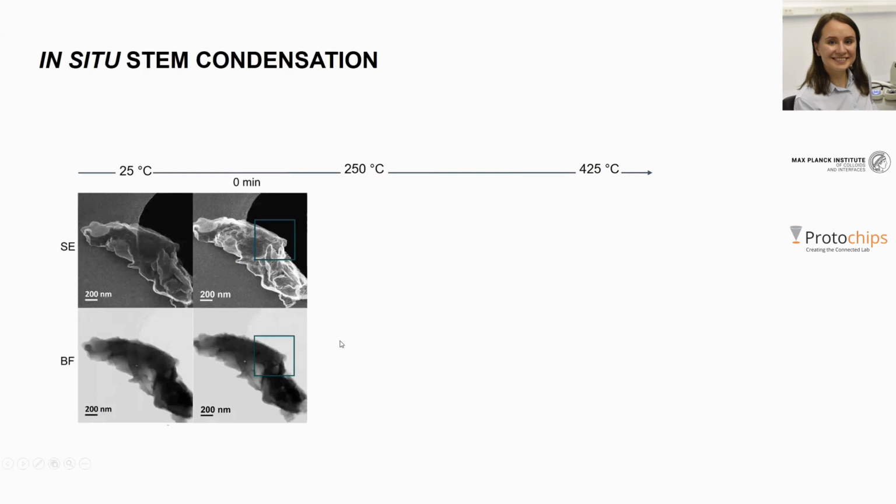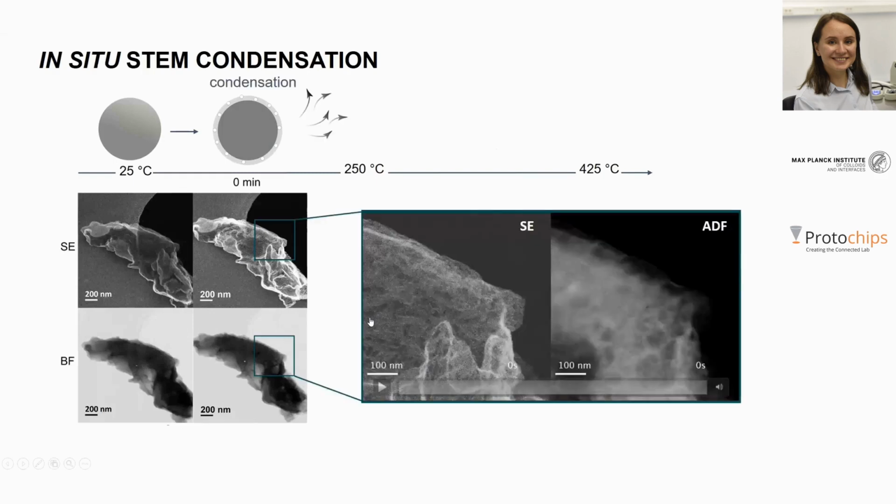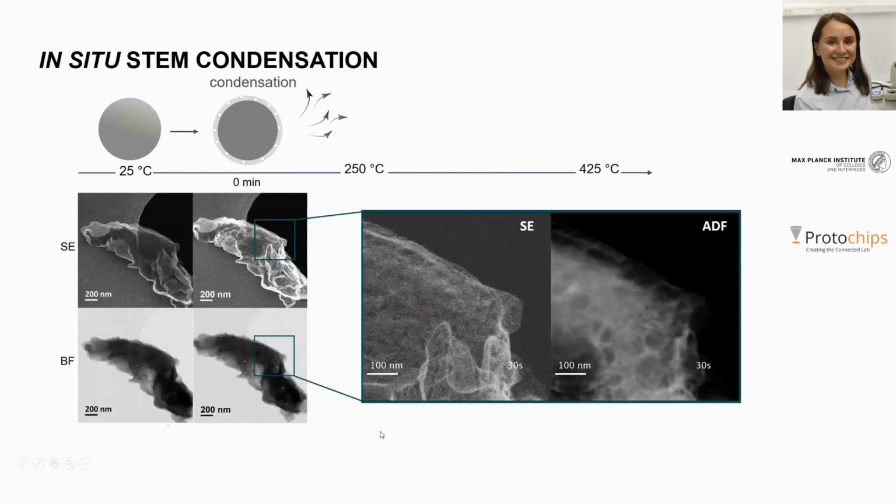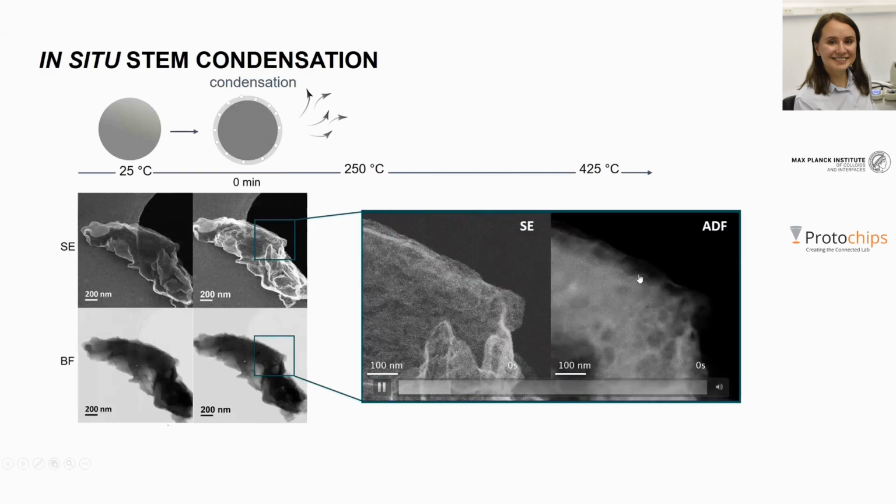So to sum up the observations at 250 degrees, we could see the first mass release, which indicates the start of the condensation process, and at the same time it is accompanied by the porosity formation and starts already at such a lower temperature compared to the nitrogen atmosphere.